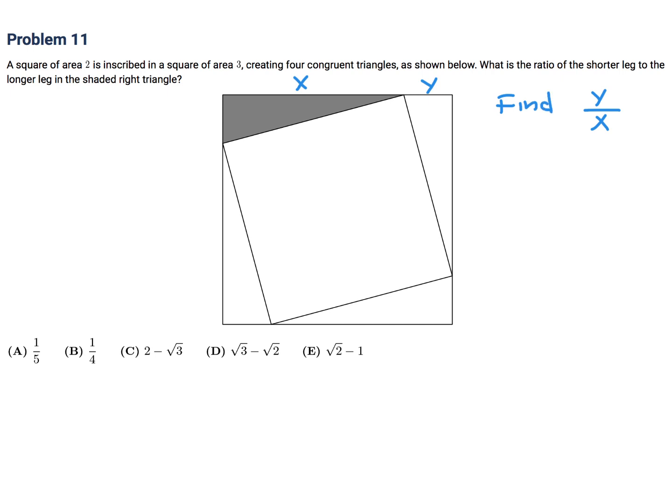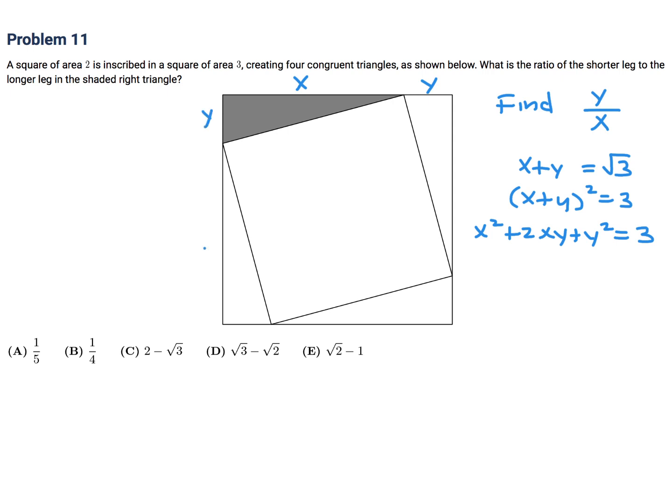Let's see here. We know that x plus y is going to be equal to root 3, right? Because the large square has an area of 3, so that means each side would be root 3. And then I guess I just square this. x plus y squared would be 3. And then I'll expand it because I'm confident that we're probably going to have to use this polynomial somehow.